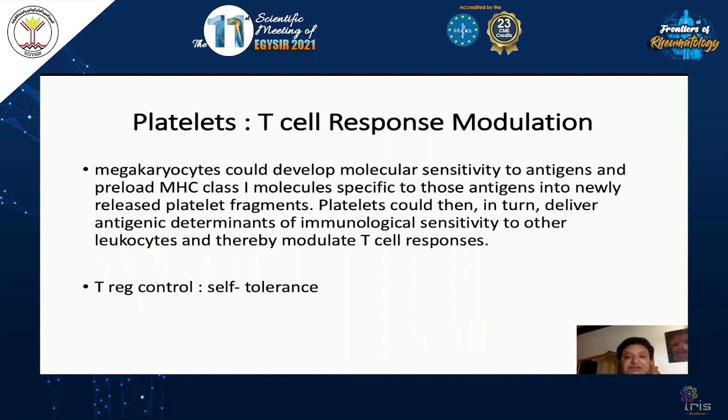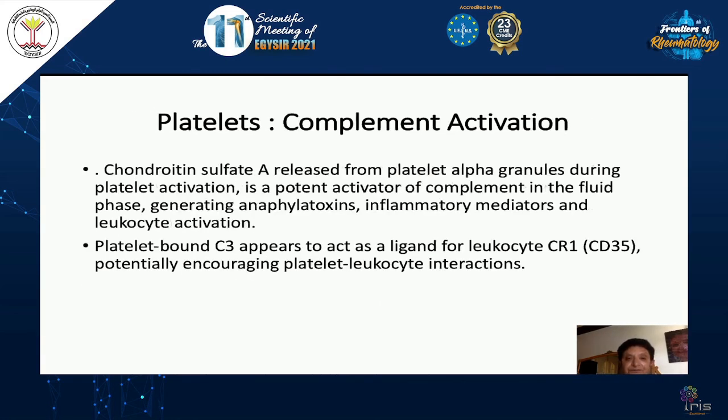Megakaryocytes could develop molecular sensitivity to antigens and preload major histocompatibility class 1 molecules specific to those antigens into newly released platelet fragments. Platelets could then, in turn, deliver antigenic determinants of immunological sensitivity to other leukocytes and thereby modulate T cell responses. And it modulates the Treg control, and we all know that Tregs are very important for acquisition of self-tolerance. And so the lack of self-tolerance is what it is all about in autoimmunity.